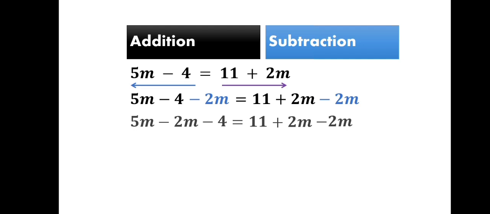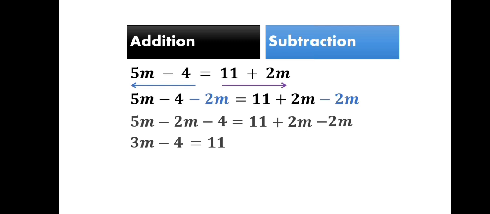So here 5m means I have, because there's a positive sign in front of 5m, and minus 2m means I'm owing. So if I give 5m to the person I'm owing 2m, what I have left is 3m. And then I have minus 4 equals 11. Plus 2m means I have, minus 2m means I'm owing. So if I give 2m to the person I'm owing 2m, I'm left with nothing. So this is my equation.